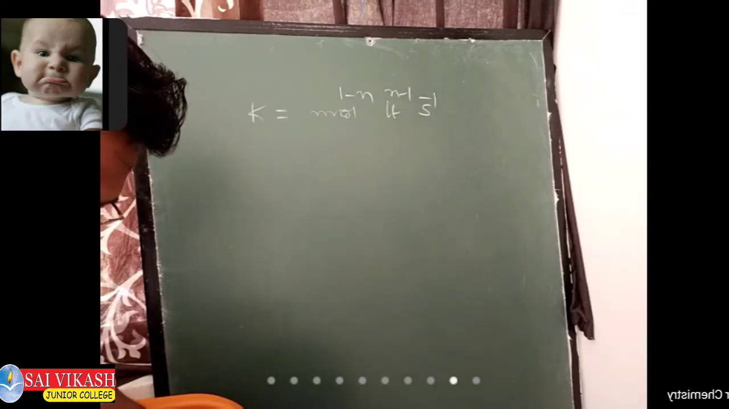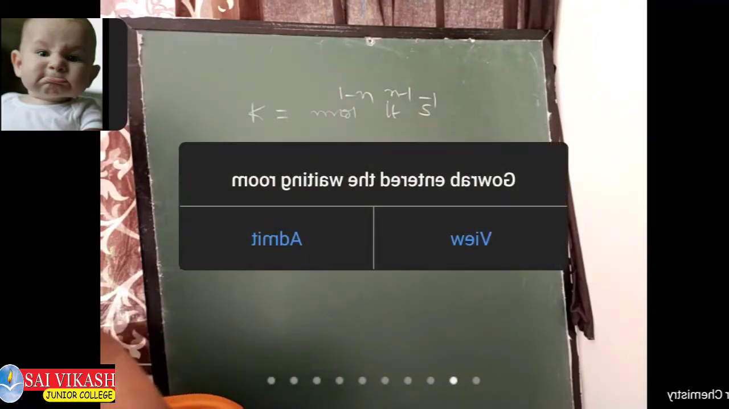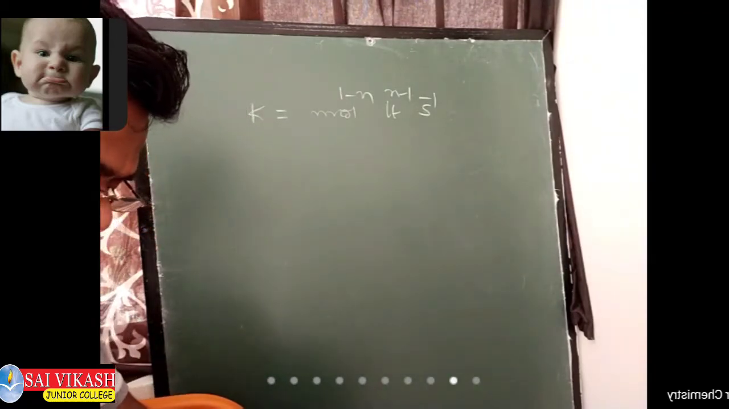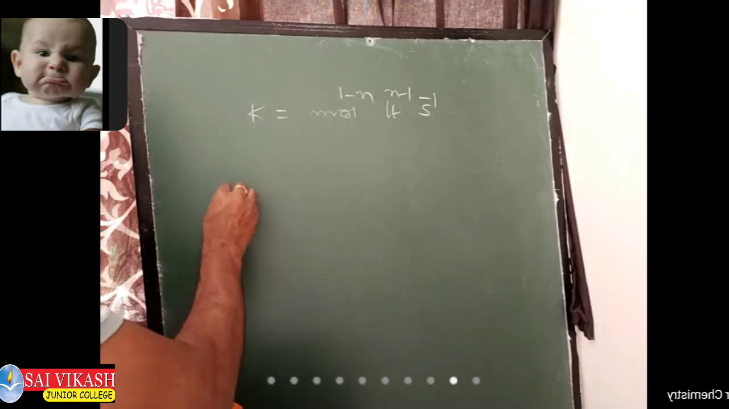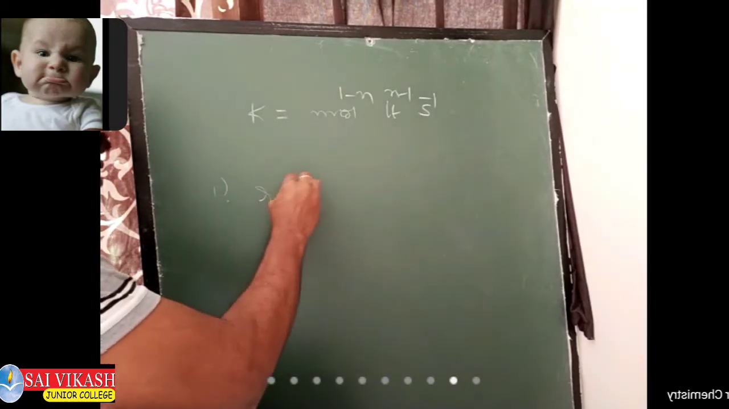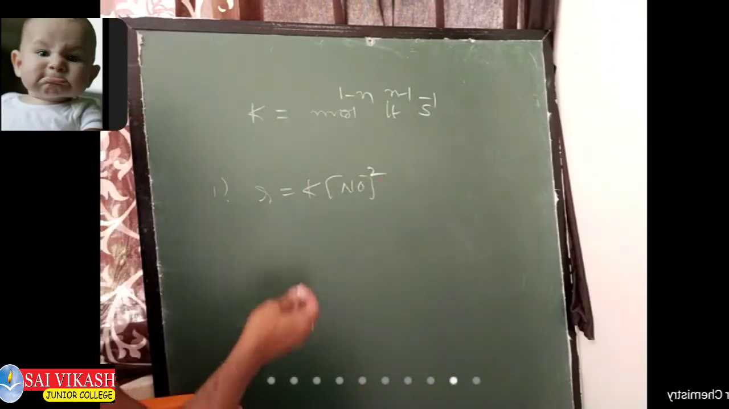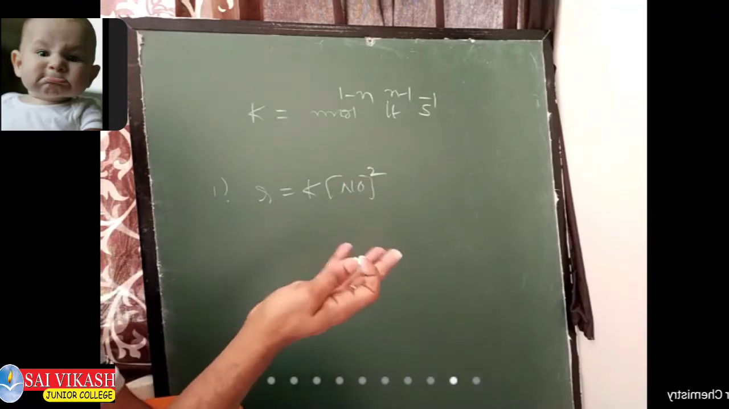Suppose n value is 1, 2, or 3, you just have to substitute. See here in 4.1, the first one: 3NO gives N2O. Rate equal to K into NO whole square is given. Order how much? 2. That's it. They're asking what the order is.